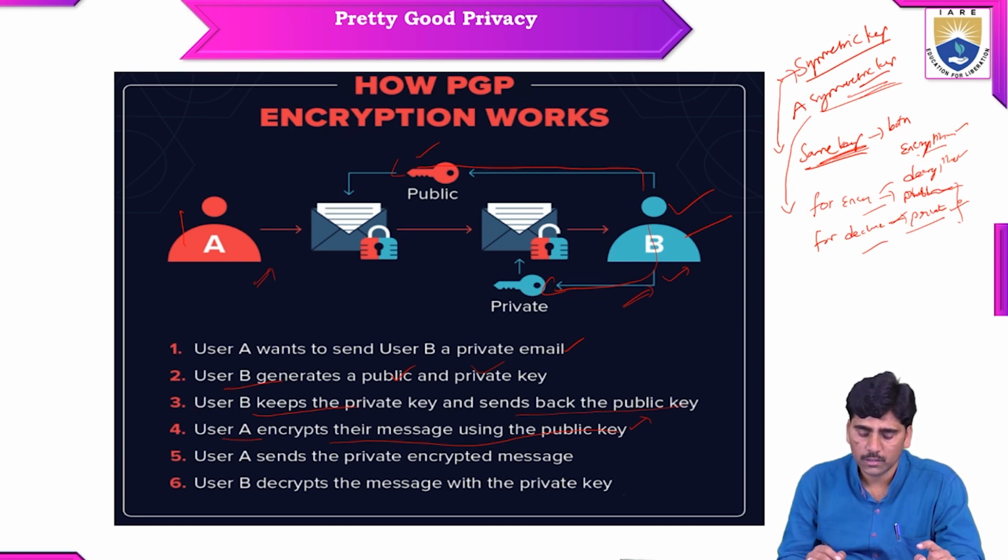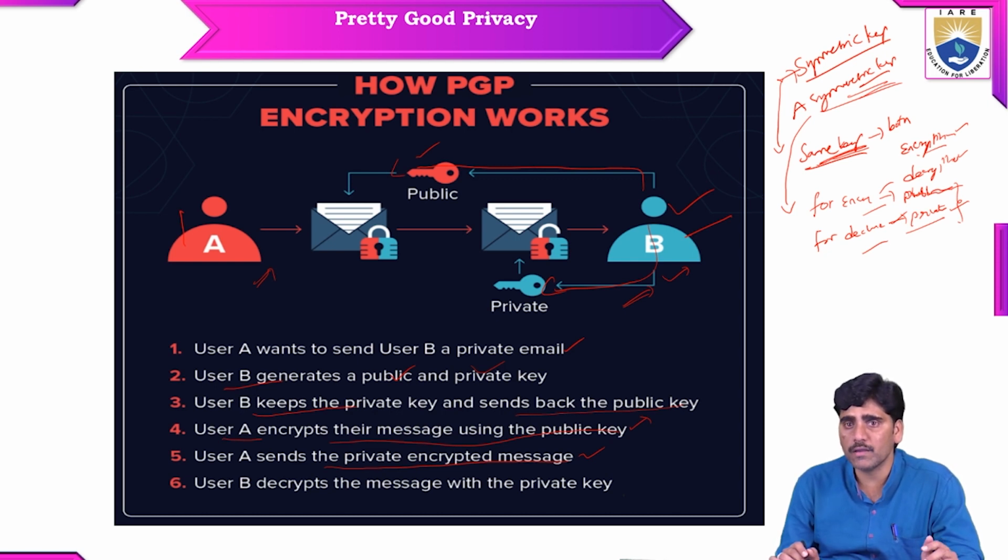So now user A sends the private encrypted message. He applied the encryption process on the mail or file, and after applying it, user A sends the private encrypted message to user B. Now user B already has the private key, right? So user B receives that mail. After receiving it, user B decrypts that message with the private key. So this is the way the encryption process works.